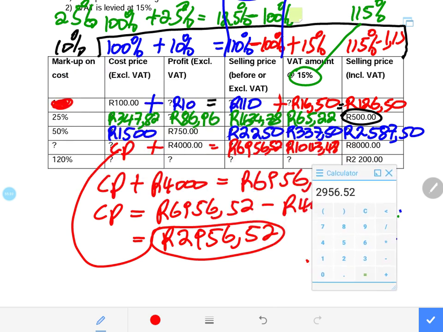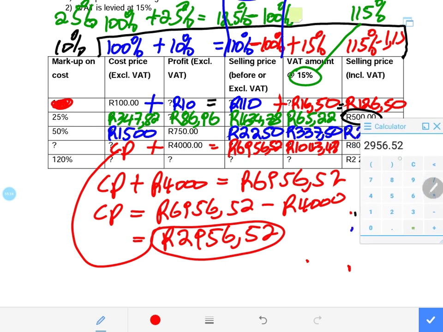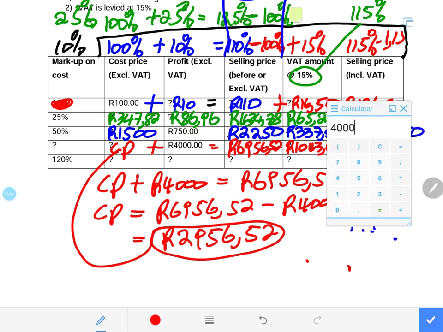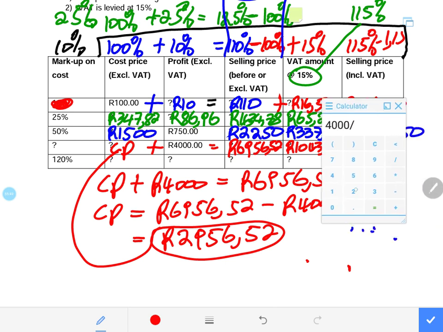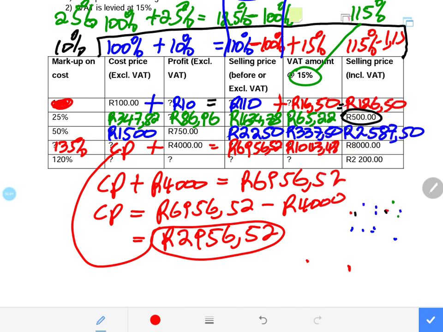This was 135%. Let me just verify. Cost price plus the markup of 4,000 is equal to 6,956.52, and we said cost price plus that is equal to selling price excluding VAT, 6,956. Then that means it becomes negative. Therefore 2,956 is our cost price. So that is how we got to calculate our numbers. That is how we got to the markup percentage of 135%.